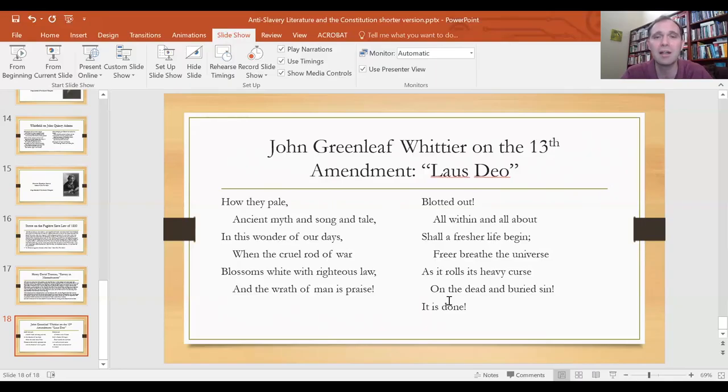And I want to share some lines as I close by perhaps the single most famous anti-slavery poet of the 19th century, the Quaker John Greenleaf Whittier. And here's what John Greenleaf Whittier writes in a poem about the 13th Amendment called Laus Deo, which means praise God.